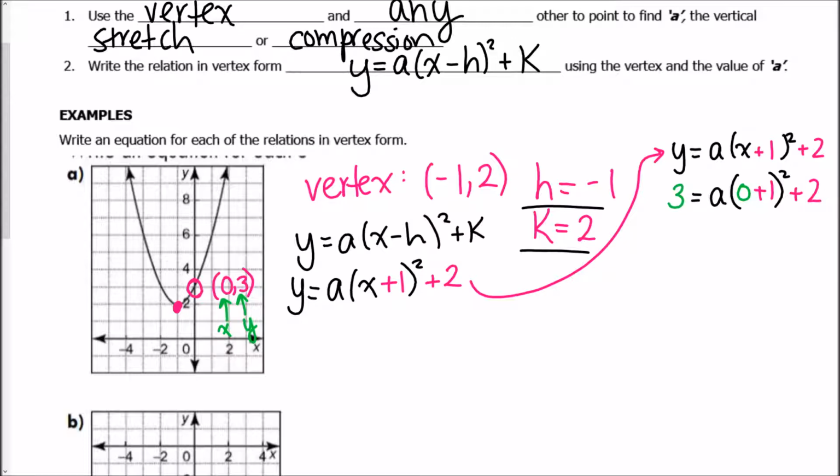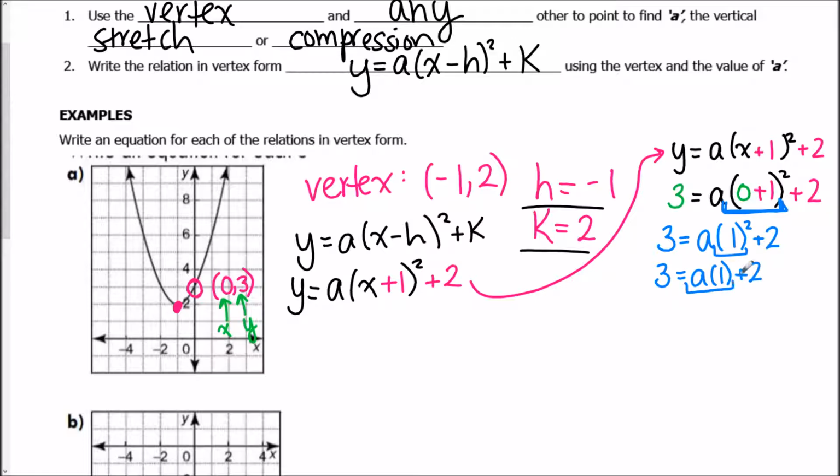So this is what I need to do. I'm going to follow order of operations first, and I see that I have brackets. So I'm going to figure out what this number in the brackets is. So I end up getting 3 equals, I'm just going to copy everything down. So copy the 3 down, the equal sign, the A down. 0 plus 1 is just 1. Copy the squared down, and then the +2. Then I'm going to square this 1 right here. So when I square 1, it just means 1 times 1, which is 1. So I get 3 equals A times 1 plus 2.